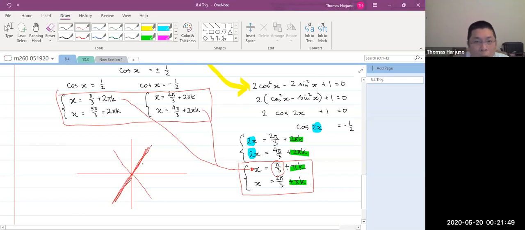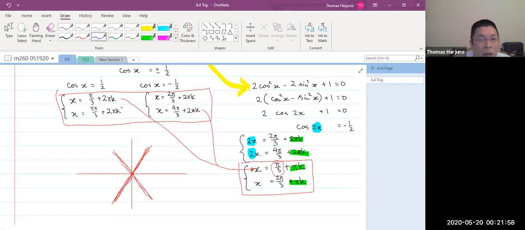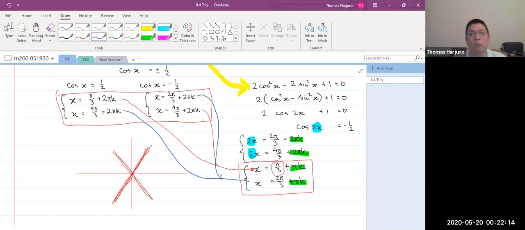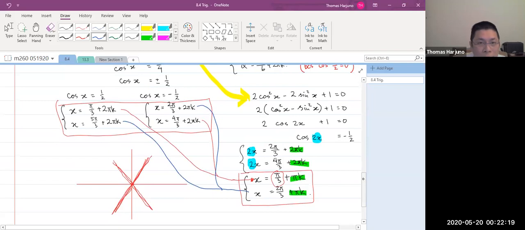And 2 pi over 3 together with 5 pi over 3 is being taken care of by this guy and this guy together. Okay, so going back, I tried to explain to you why these two solutions look different, but they are actually representing exactly the same thing.